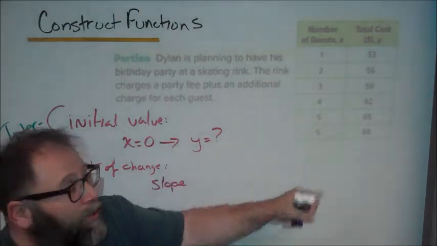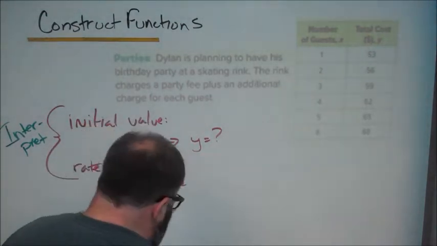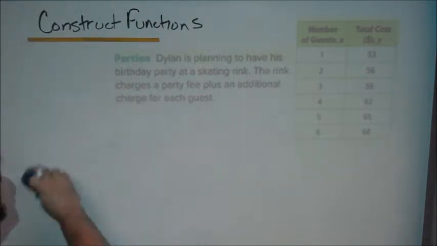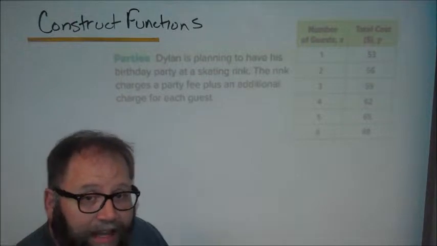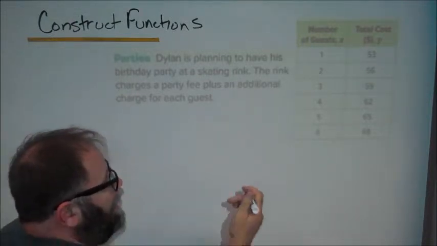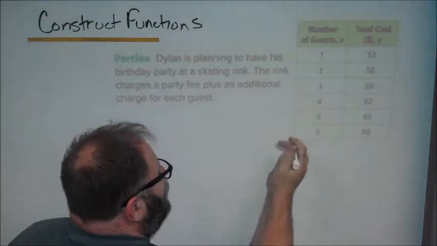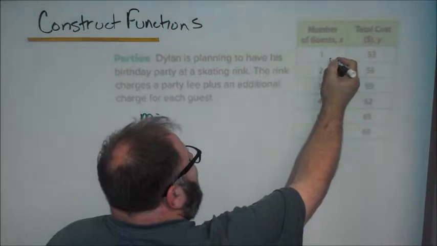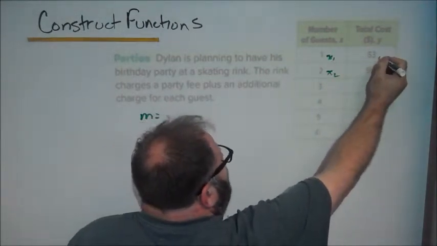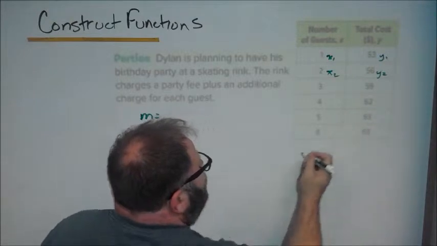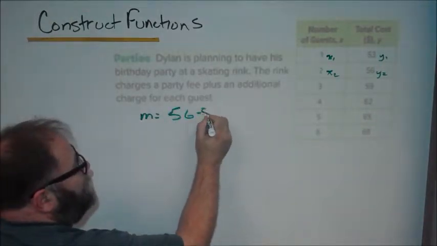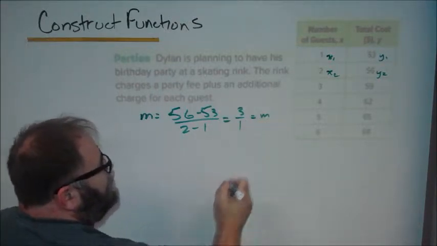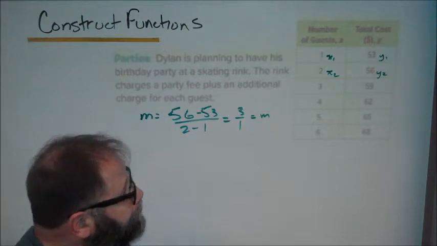So let's just look at this table real quick and see if we can figure this out. Let's use slope-intercept form. We're going to use slope-intercept form to determine what the initial value was. So where did that equation cross the y-axis? And then we're going to figure out what the slope is too. So let's figure the slope first. Just go back and use some slope formula. I've got an x sub 1, an x sub 2, a y sub 1, a y sub 2, which gives me 56 minus 53 over 2 minus 1, which gives me 3 over 1, and that's my slope. So my rate of change is 3.